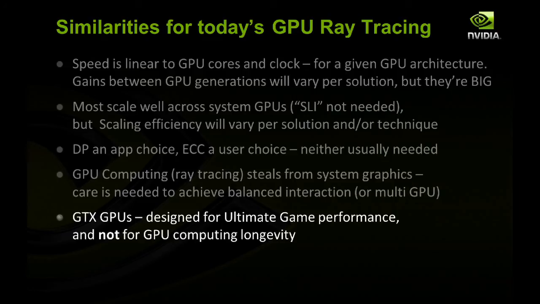GTX GPUs, GeForce GPUs. These things are fast. They're designed for the ultimate gaming performance. No question about it. They are the fastest GPUs that NVIDIA makes. They are not designed for GPU compute 24/7 operation. We do not recommend putting these into a render farm. We think you will be disappointed. They're just not made the same way. They do not pay attention to heat the same way. They don't dissipate heat the same way. There's a reason why the designs of our boards are very different from one another.